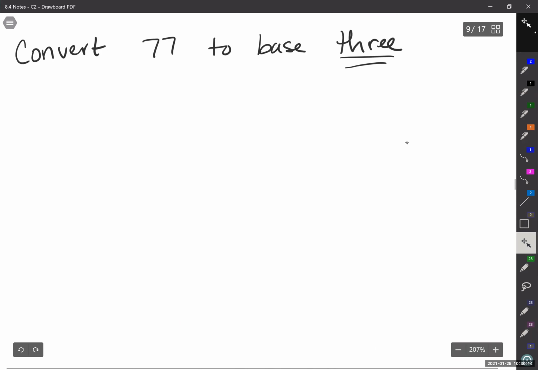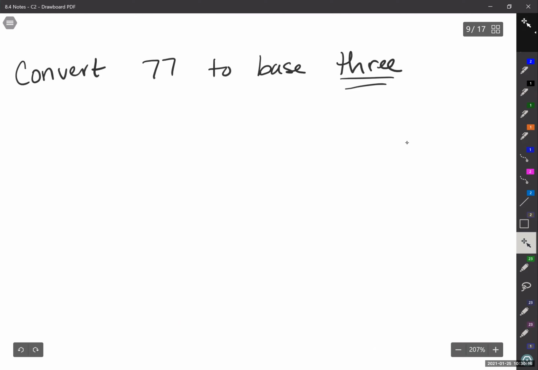Think about how you could recognize this as base 10 to other base. Do you see here the 77 has no superscript next to it? That's implied base 10. So you know you're given 77 in base 10, and we want it to be base 3. Give everybody a moment to try their own, then we will go through this one together.